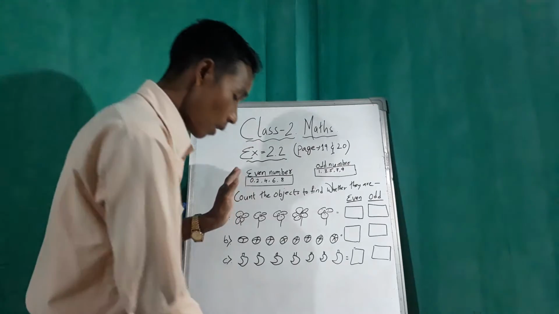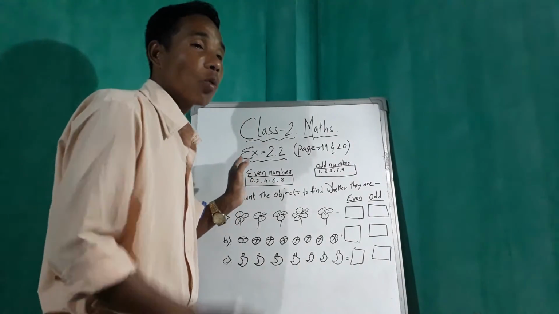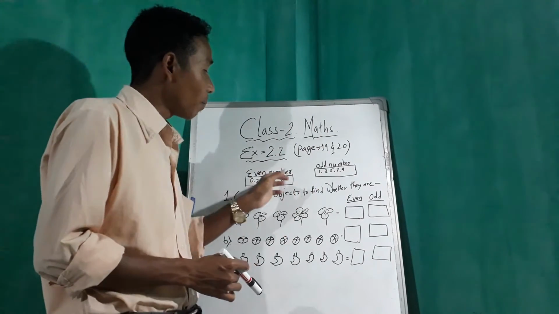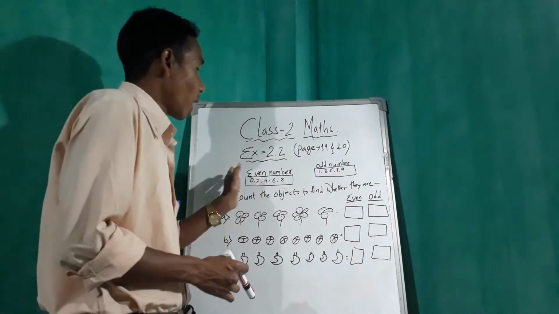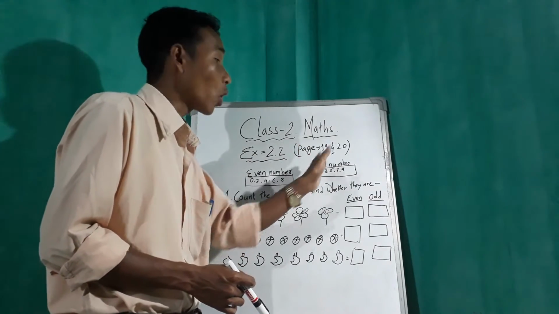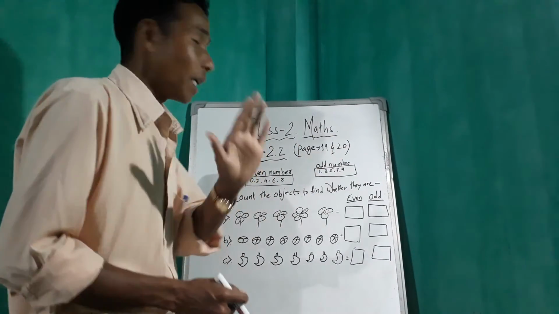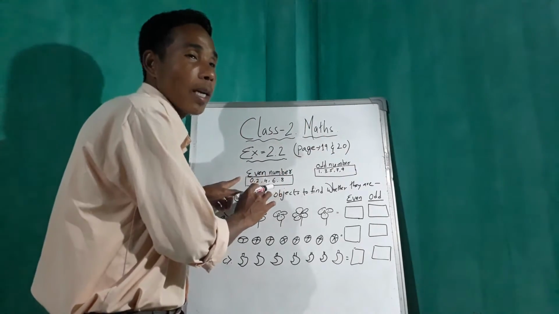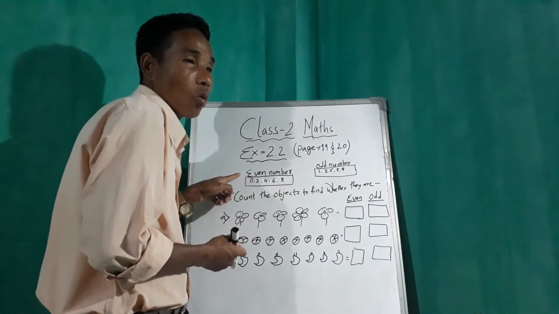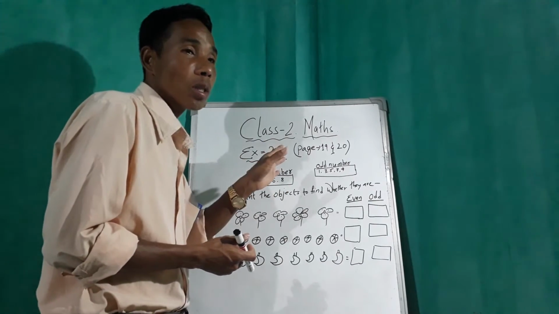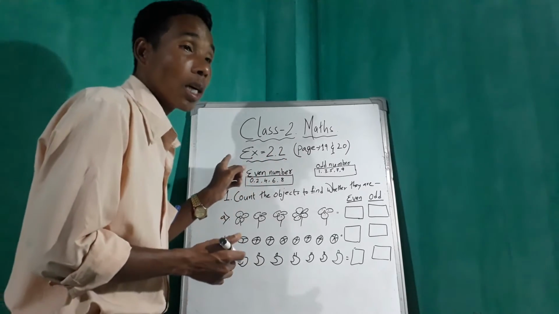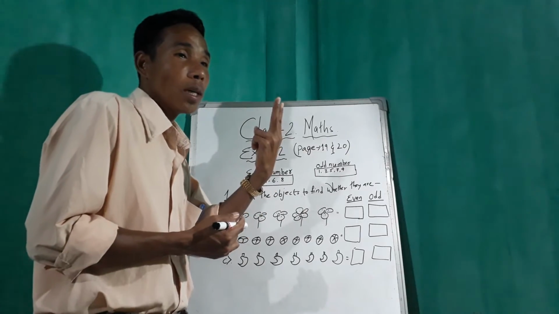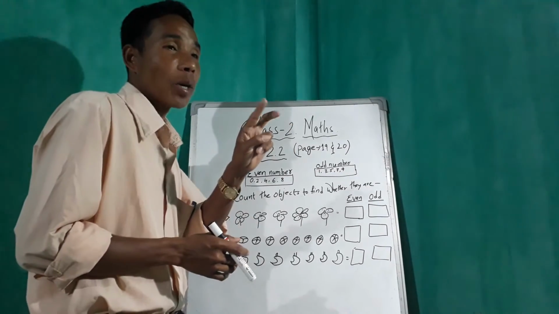Here, we are going to learn even numbers and odd numbers. So, what is an even number and what is an odd number? First of all, everyone, please pay attention and look here on the whiteboard. Even numbers are those numbers which are in pair. Pair means what? Two. Even means in pair.